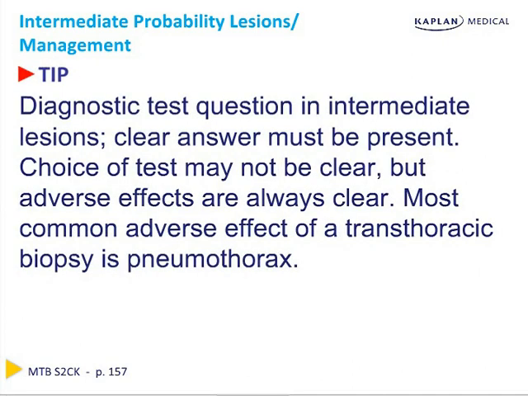On Step 2, for these patients with intermediate probability lesions, if you are given a diagnostic test question, for example, what is the next best test, then there must be a clear answer. In the situation where the choice of the test is not clear, the test question is actually going to focus more on the adverse effects of each different choice. One you should know is that the most common adverse effect of a transthoracic biopsy is a pneumothorax.